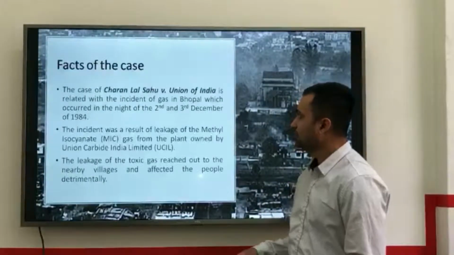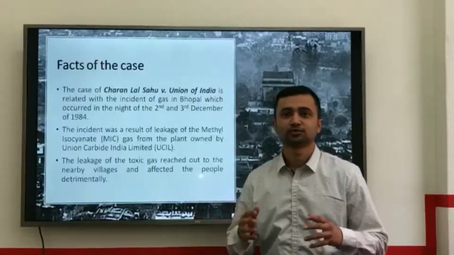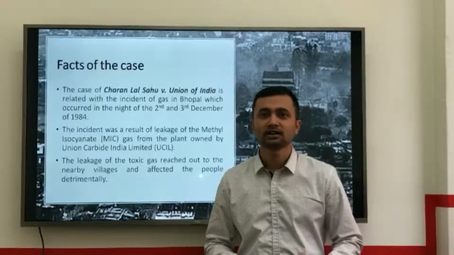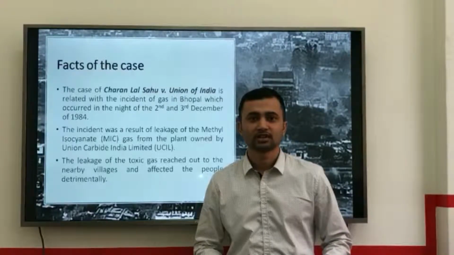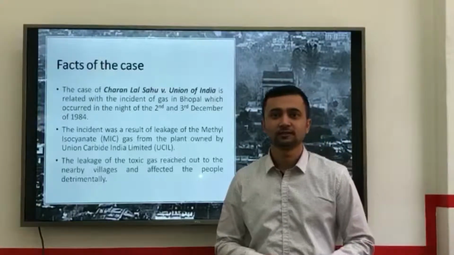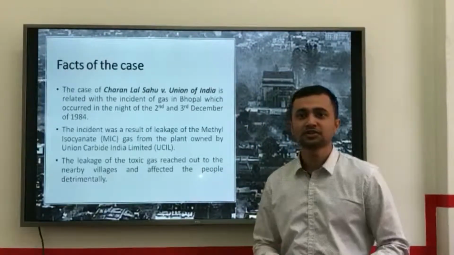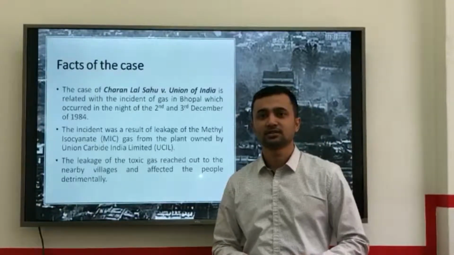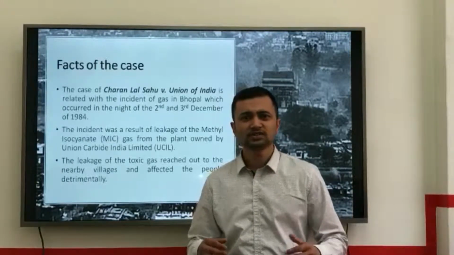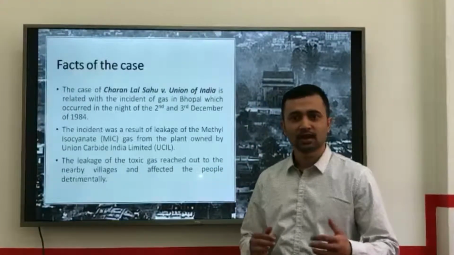In this slide, we are going to talk about the facts that are present in the Bhopal case. This slide is presenting the facts of the case of Charan Sahu versus the Union of India, which was filed as a consequence of the Bhopal disaster. This disaster occurred on the night of 2nd and 3rd December 1984 and injured various people. This case was filed to provide these people with compensation so that they can claim their rights for damages. The incident was a result of the leakage of the methyl isocyanate (MIC) gas from the plant owned by Union Carbide India Limited, Paul and Vyas in 2015.